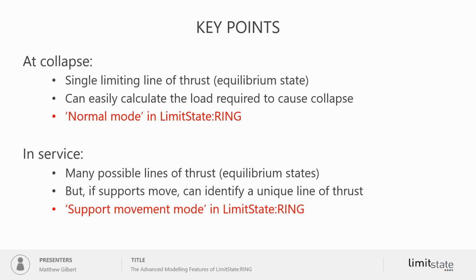However, in service load scenarios, there are lots of possible lines of thrust. What we can do, however, is use support movement mode to move the supports in a given pattern, which then gives rise to a unique line of thrust, and we can then traverse vehicles, for example, across the structure to try to see what effect those vehicles have on the equilibrium state or line of thrust in the structure.